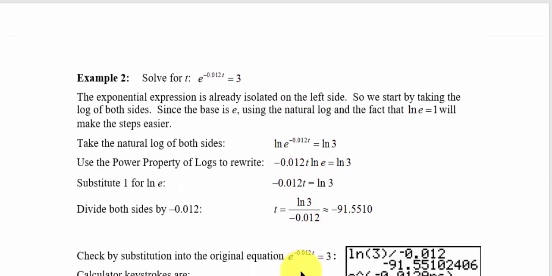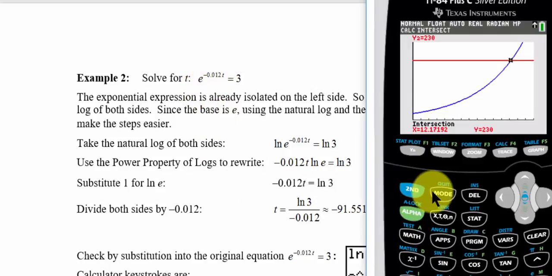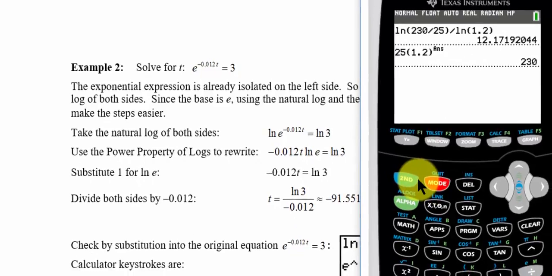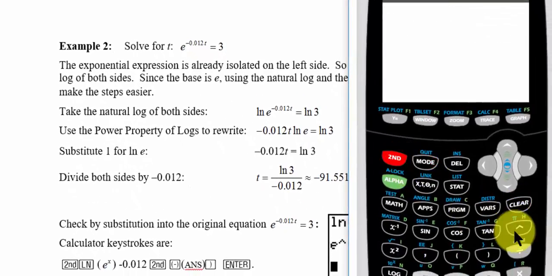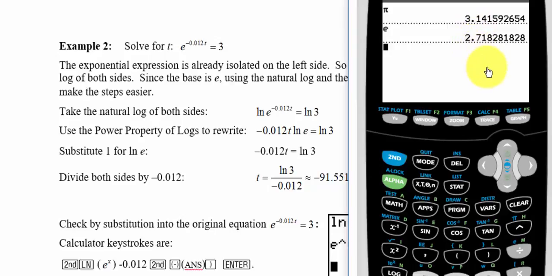Now, let's take a look at example 2. Well, it looks like we have a similar problem, right? So e raised to the negative 0.012t. Now, some people, they see this letter e and it causes problems for them. Just remember, e is really a number, kind of like pi, right? If I press second and the caret key, you see pi. I press enter and you see that pi is 3.14. If I press second and the number above the division key, that's e, you get 2.718 and so on. So really, e is just a number, okay?